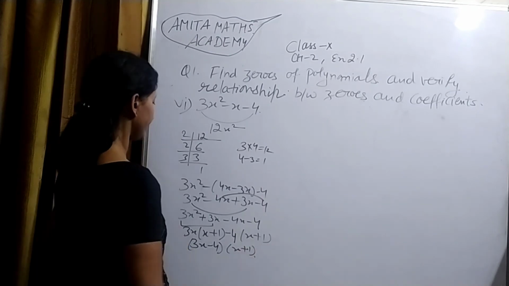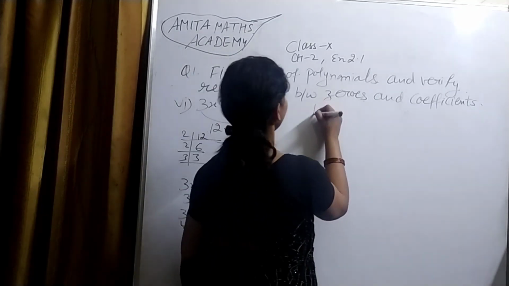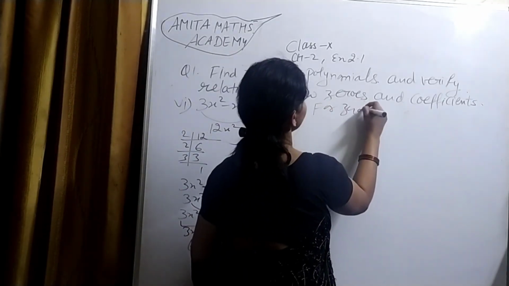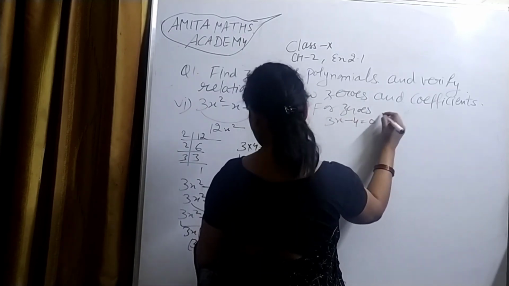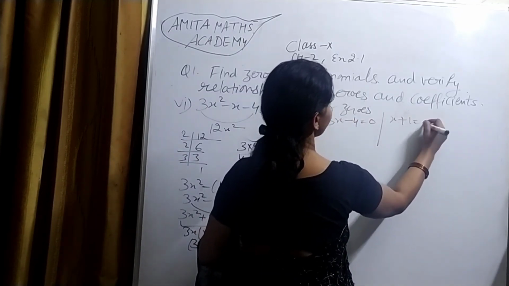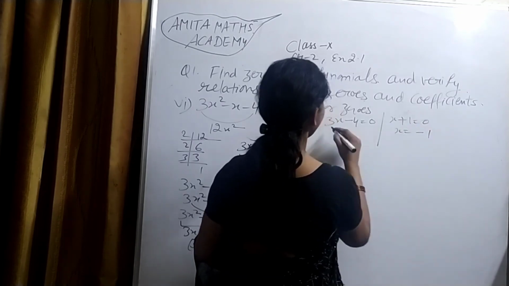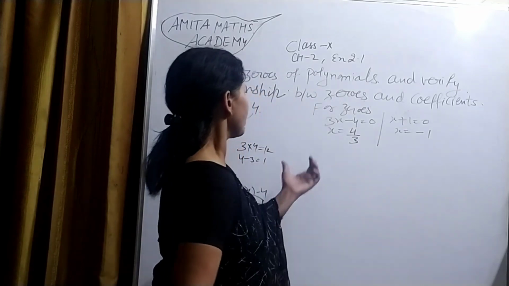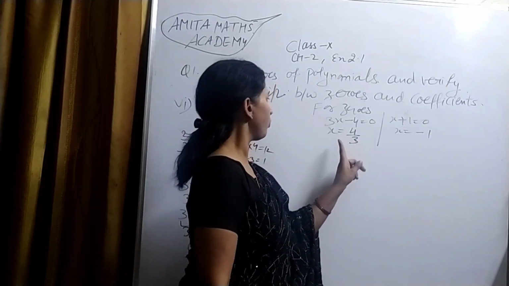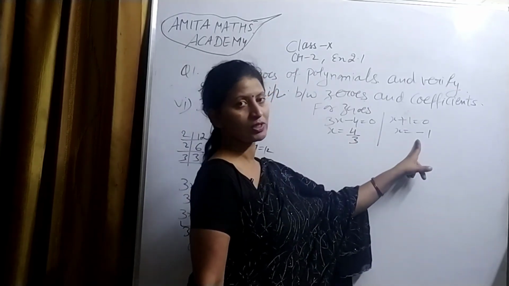Both are the factors, and for the zeros, you have to put these factors equal to 0: x plus 1 equal to 0, x is equal to minus 1, and x is 4 by 3. So I got two zeros, one zero is 4 by 3 and second zero is minus 1.